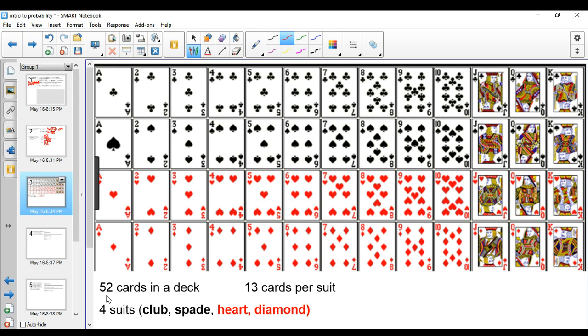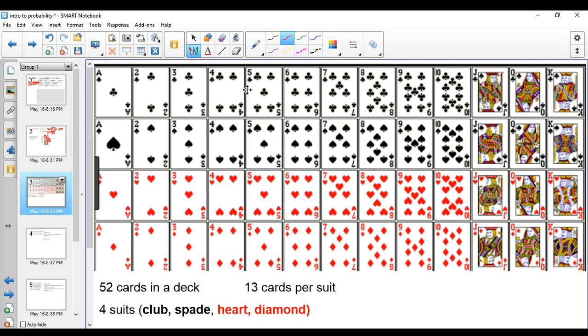So there are 52 total cards in a deck. In any standard deck of playing cards, there will be 52 cards. We have 4 different suits. Each of these are called suits. My 4 suits are clubs. That's the first row. Spades is the second row. Hearts is this row. And then diamonds is the 4th row. Each suit has 13 cards in it.